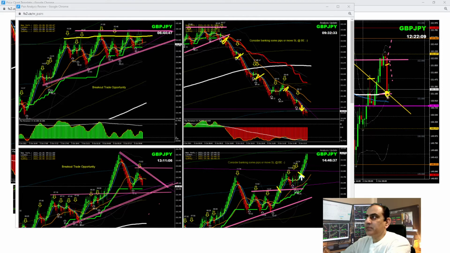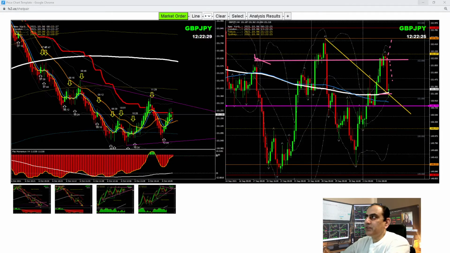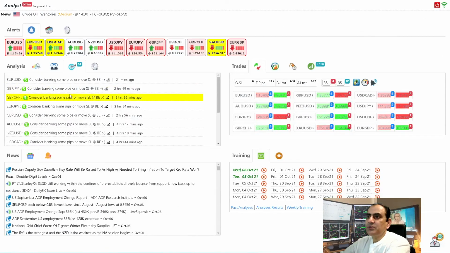As soon as the price hit the 151 level, that's what I explained to my traders, it's time to bank some profit and wait for the New York session. So you can see here we had amazing trades on pound yen, a beautiful bank, amazing profit. We also had a beautiful euro yen trade.